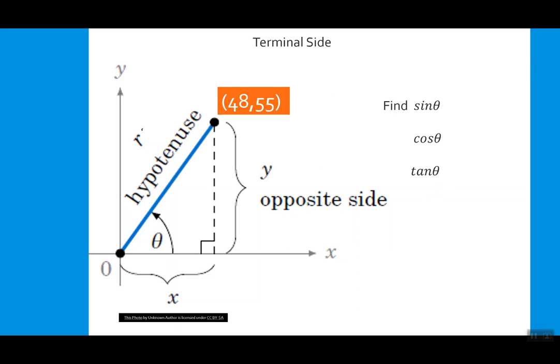Now that I have the value that r is 73, x is 48, and y is 55, we could find the sine, cosine, and tangent of theta. The sine of theta is the opposite, 55, over the hypotenuse, 73. The cosine would be the adjacent, 48, over the hypotenuse of 73. And the tangent would be the opposite, 55, over the adjacent, 48.